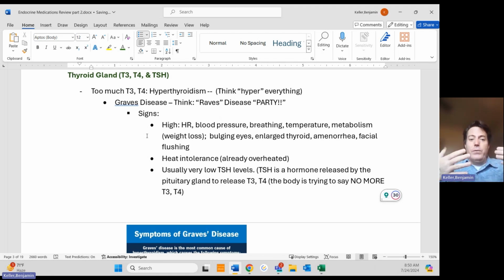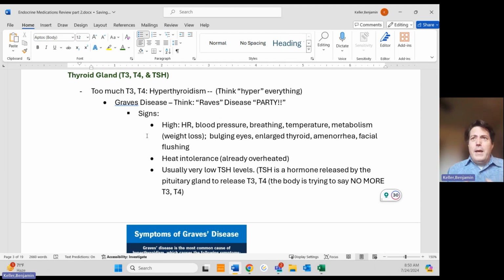So in Graves' disease, for example, we're going to have really high levels of T3 and T4, and we're going to have very low levels of TSH because the brain is saying, hey, don't make any more. You're already making too much. Stop. Stop. And the thyroid gland isn't listening. It's just continuing to chug out lots of T3 and T4, despite not getting that signal from the pituitary gland.